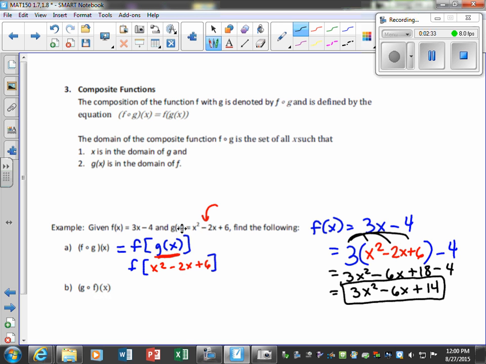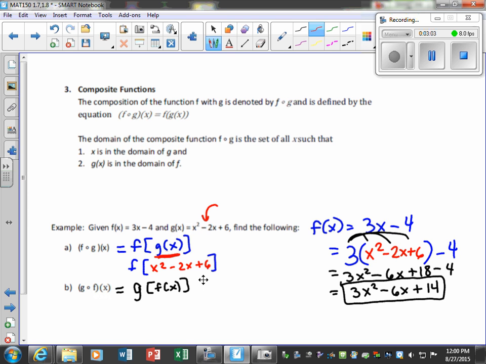Okay, they didn't ask us for the domain, but we know it would be what? Negative infinity to positive infinity because it's a polynomial. Alright, the next part says, tell us what the g of f of x is. And so afterwards, my question to you is going to be, are these two equal to one another? Let's find out. Writing it in working format would be g of f of x.